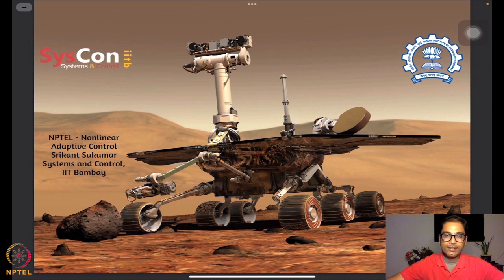We are, as always, in front of our nice motivational image of this autonomously operating rover on Mars, and we are advancing towards analyzing and developing algorithms that we hope will drive systems such as these.